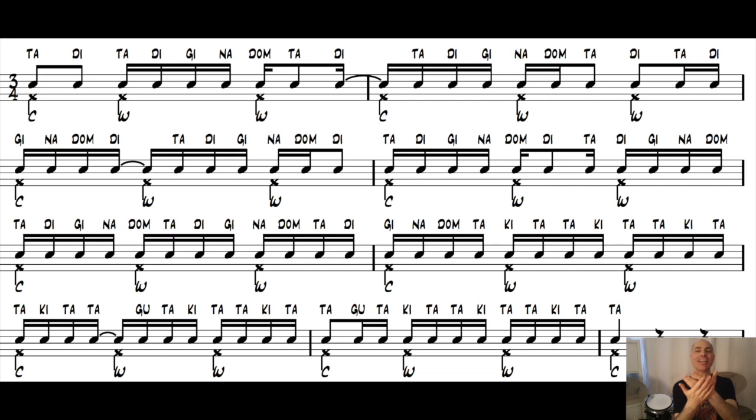Ta di ta di gina dum, ta di ta di gina dum, ta di ta di gina dum di ta di gina dum di. Tadiginadum, tadiginadum, tadiginadum, tadiginadum, TaKiTa, TaKiTa, TaKiTa, TaKiTa tang, TaKiTa, TaKiTa tang, TaKiTa, TaKiTa, TaKiTa ta.